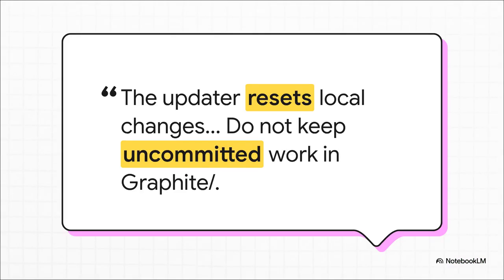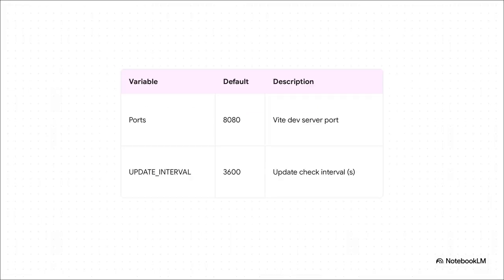Now listen up, because this is the single most important thing you need to remember. The way this whole auto update works is by using git reset --hard. That command will completely wipe out any local changes you'd made. So the golden rule is simple. Do not do your development work inside this directory. This setup is for running the latest version, not for editing it. The good news is you can totally customize this thing. If you jump into the docker-compose.yml file, you can easily change the host port if, say, 8080 is already being used on your machine. You can also tweak that update interval if you want it to check for new code more or less often than once an hour.